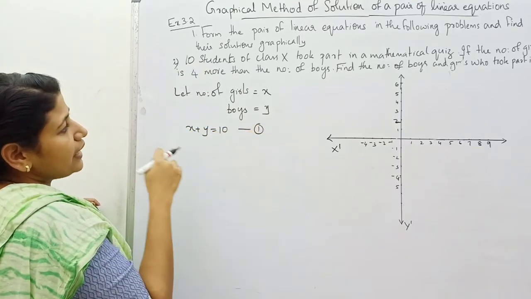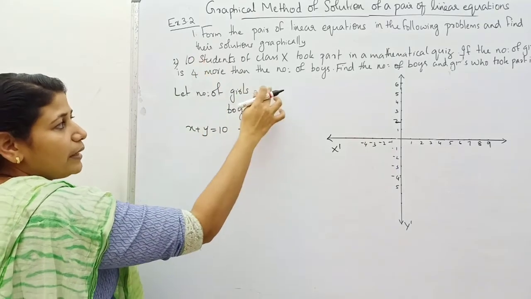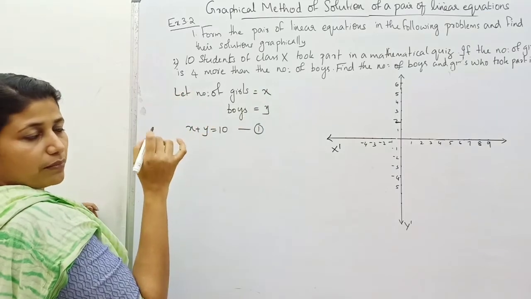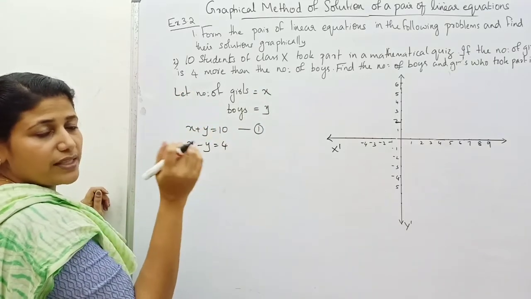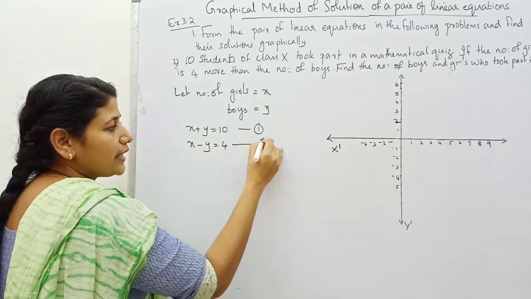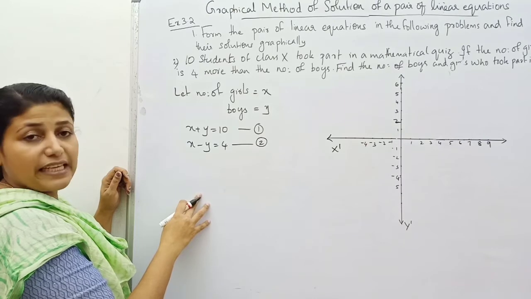And one more thing is given, that the number of girls is 4 more than the number of boys, or the number of girls minus the number of boys is equal to 4. x minus y equal to 4. The difference between the students is 4. So here is the second equation. So you have got the two linear equations.